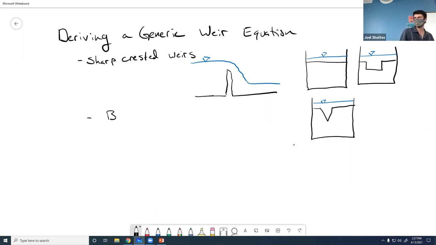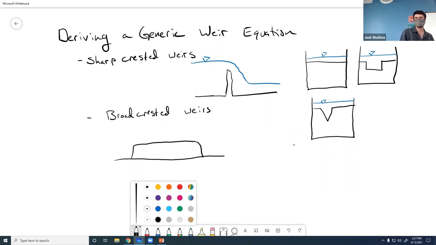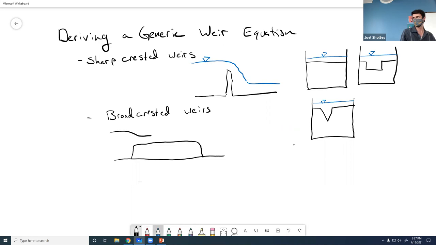We also have broad-crested weirs. These are really any weir that has some sort of length downstream that's considerable or significant. We're going to be focusing on sharp-crested weirs just to kind of reduce the amount of equations I'm throwing at you.